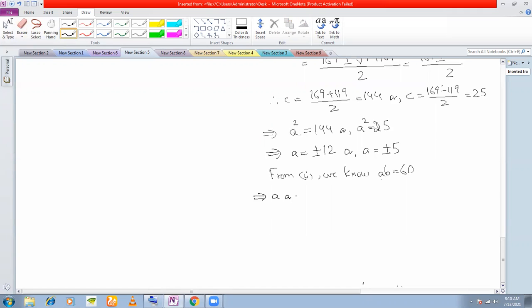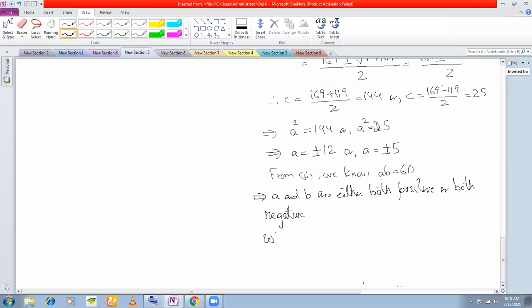That is, A and B are either both positive or both negative at the same time, right? So which values of A to choose?